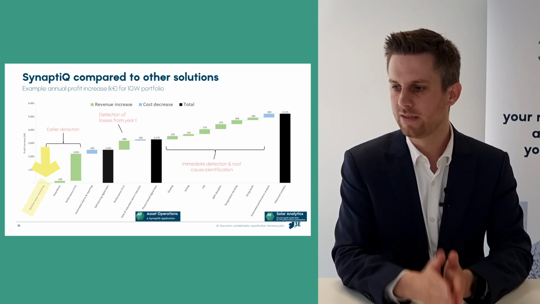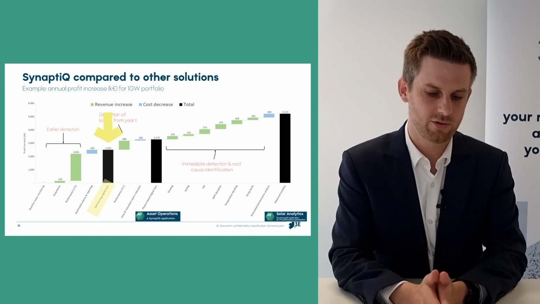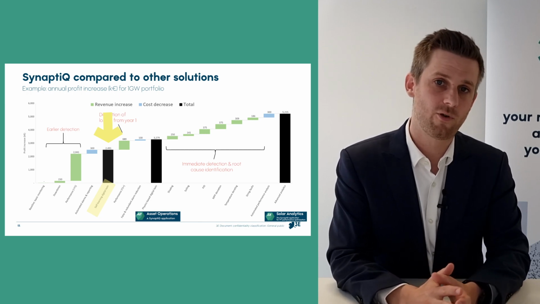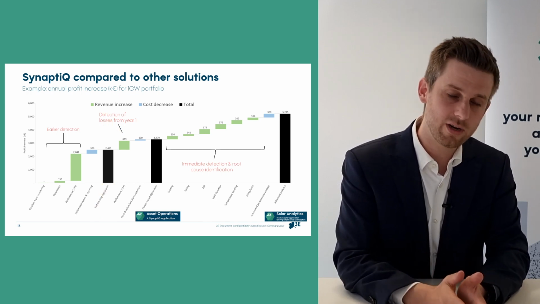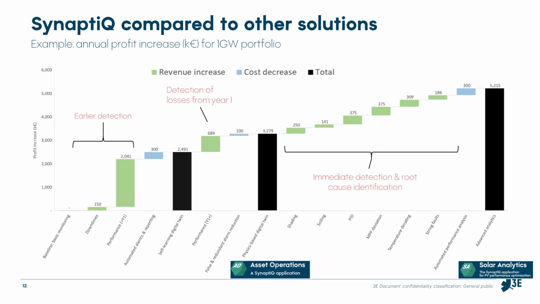Then you have self-learning digital twins. A lot of products out there say we have a digital twin, but it's actually a system that learns what the performance of a plant should be based on historical data and then detects deviations from that historical performance. Now, of course, that means that if you have underperformance in the historical data, you're going to miss that. And that's the advantage that we have with SynaptiQ: we have that not self-learning but physics-based digital twin so that we can detect performance issues from day one. So that's already a big jump in performance thanks to that.